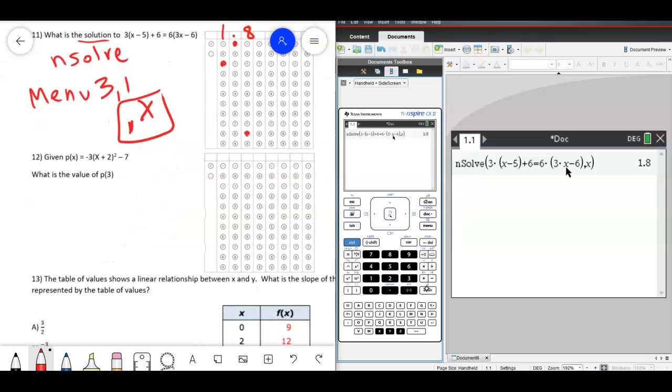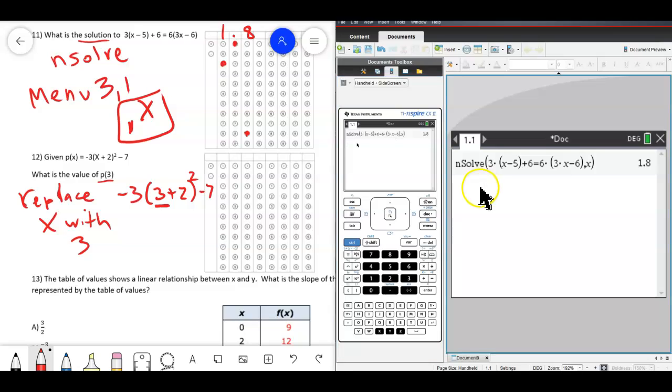Then number 12, if I'm finding p of 3, that means replace x with 3. So it's -3 parentheses 3 plus 2 squared minus 7. I go to my calculator, -3 parentheses 3 plus 2 squared minus 7. Not negative, minus. If you get the wrong sign, change your answer. So -82 works out. All right.